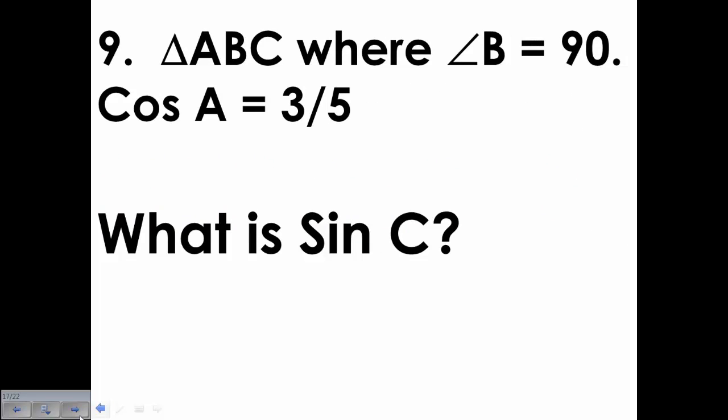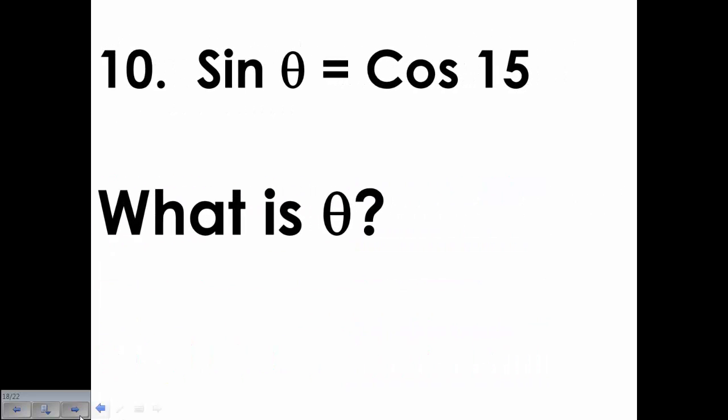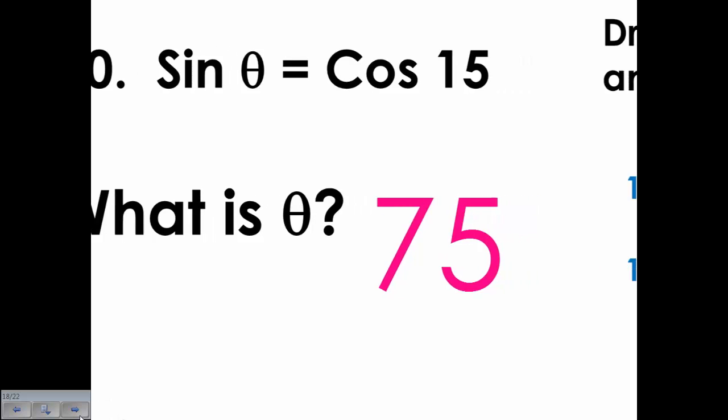Now we need to figure out, well, what is sine of C? Well, remember, cosine from one angle is the same as sine of the other, so it's just 3/5. I actually didn't need a picture on that one to get my answer. Sine of what angle is equal to cosine of 15? So subtract from 90, and I get 75.